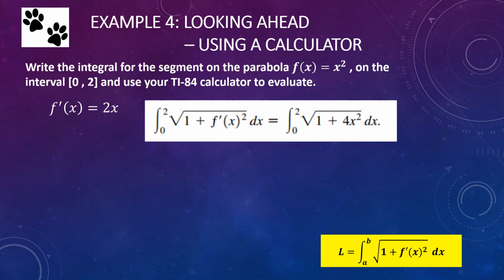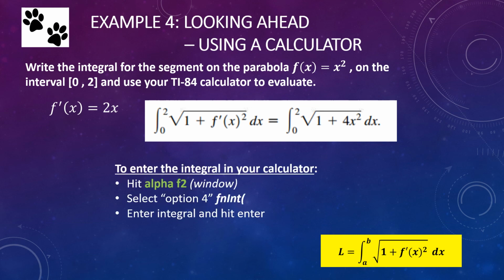Now to enter this into your calculator, hit the alpha button and the F2 button, which is the window button at the top, and then you'll see a number of options there. Option number 4 is function integral, so select that, and then you'll see a window there where you can enter in the limits and then the formula, a square root. If you don't have a square root key, which you should have on your TI-84, you can do that as an exponent to the 1/2, which will work as well.